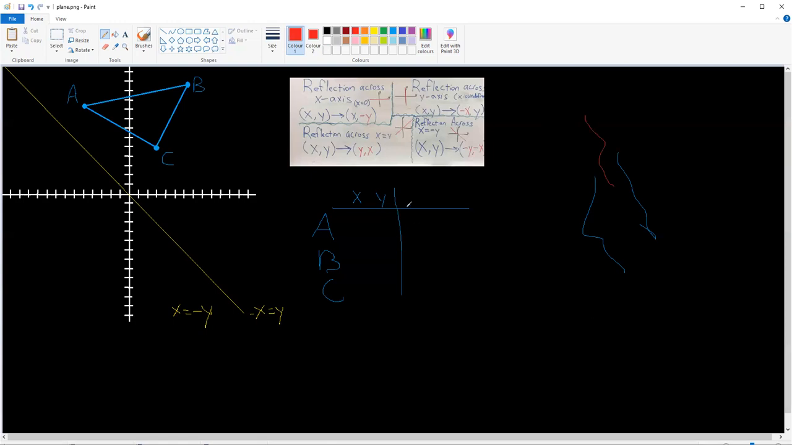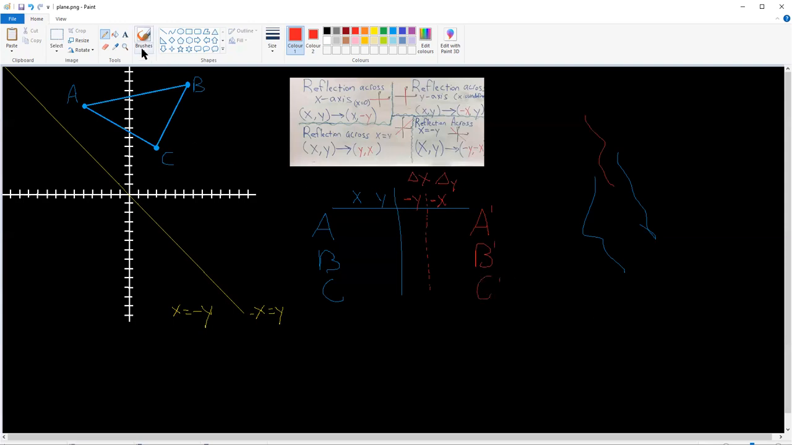And so our change in x, our change in y, is going to be a reflection across the line. The x and the y flop spots, and they flop signs. And I'm just going to name this A prime, B prime, and C prime.